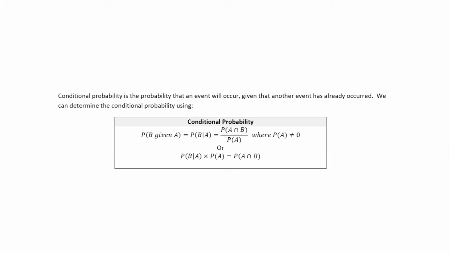So the probability of B given A is equal to, and we've got some notation here where we've got B and what's sometimes called the pipe symbol or a vertical line, A. And that can be calculated as the probability of A and B divided by the probability of A, where, of course, the probability of A is not equal to 0 because we can't divide by 0. Or alternatively, the probability of B given A times the probability of A is equal to the probability of A and B, or A intersection B.